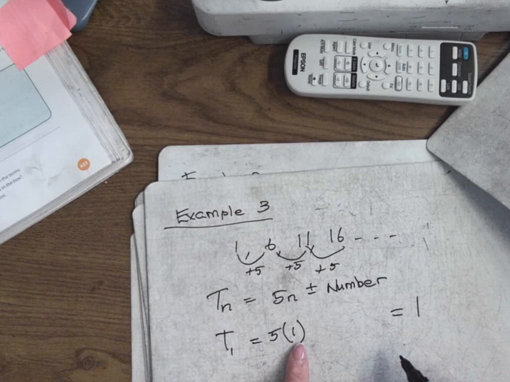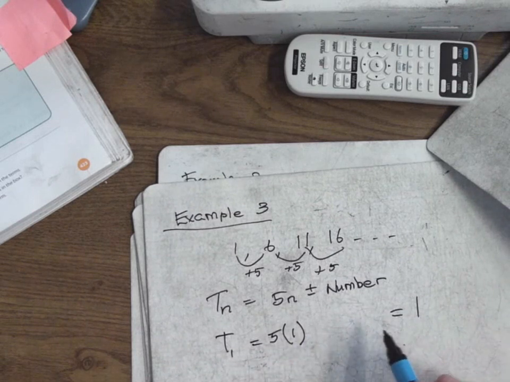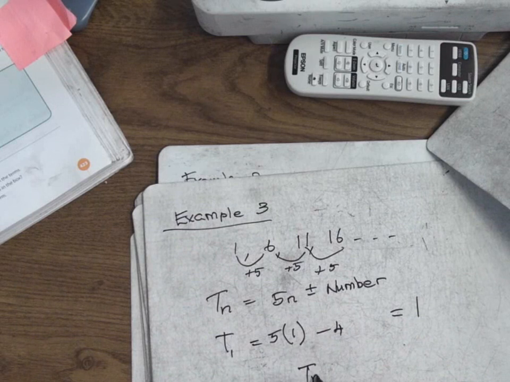So 5 times 1 is 5. How do I go from 5 to 1? Minus 4. So my Tn is most likely 5n minus 4. Isn't that right?